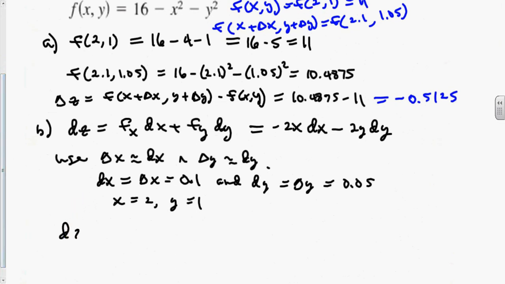So then we get dz is equal to negative 2 times x, that's 2, times delta x, 0.1, minus 2 times y, that's 1, times the change in y, 0.05. Negative 0.5.